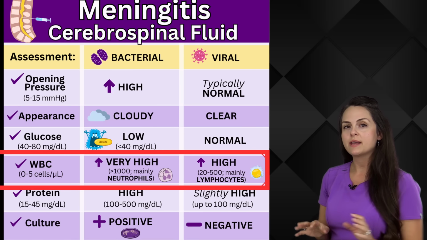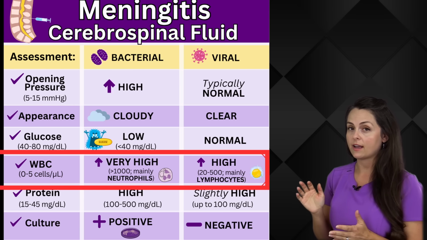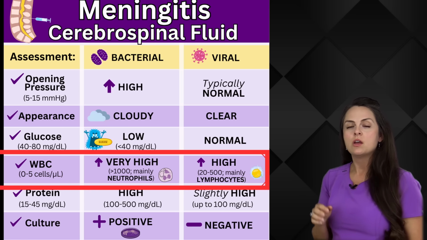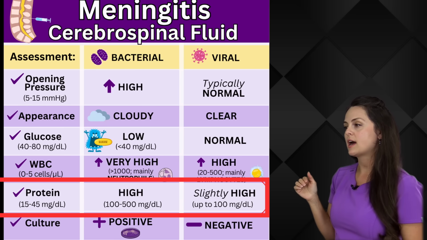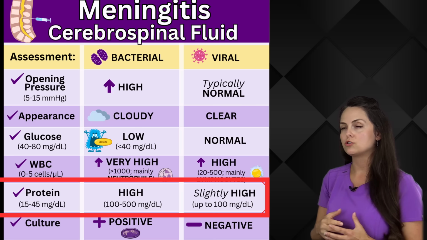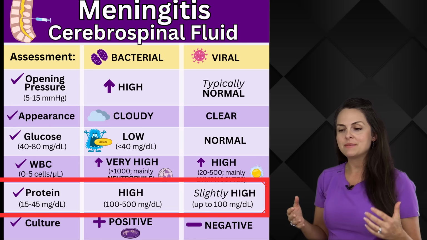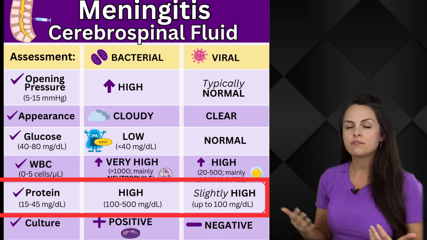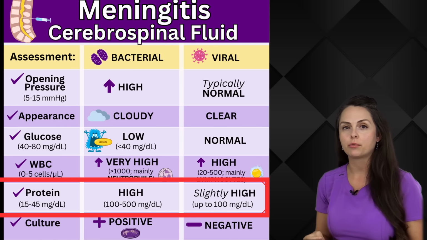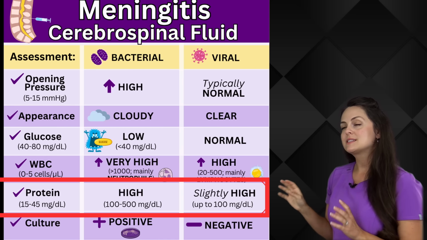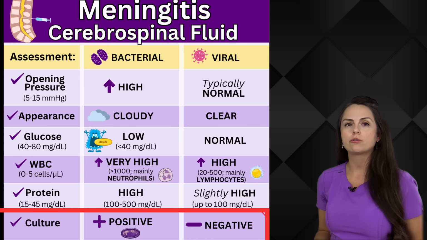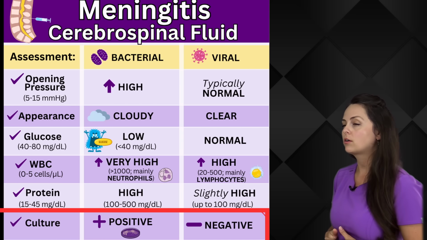White blood cell count is going to be high in both. In bacterial, it's going to be very high, and it's mainly going to be neutrophils in there. With viral, it will be high, mainly lymphocytes. With protein, with bacterial meningitis, the protein will be high. And the reason for this is because whenever a lot of neutrophils come to our CSF, we're going to have a lot of inflammation going on, and whenever we have inflammation, it increases vascular permeability and we get the leaking of protein. With viral, there's going to be slightly high protein. And then with cultures, with bacterial, when they culture it, of course it's going to grow cultures, and that will help us identify it. With viral, our cultures will be negative.